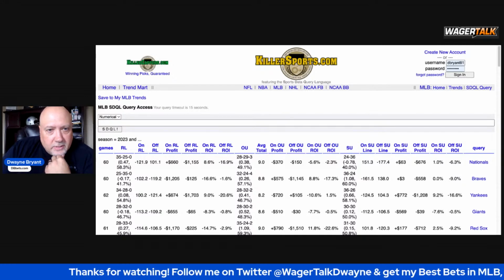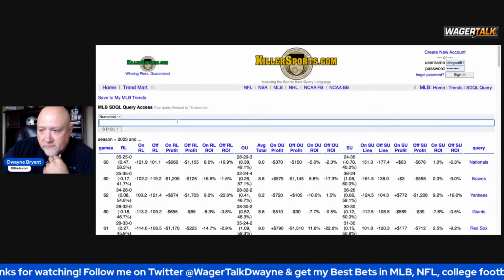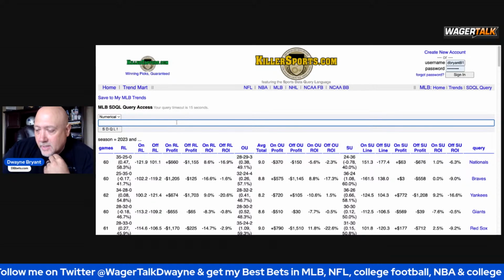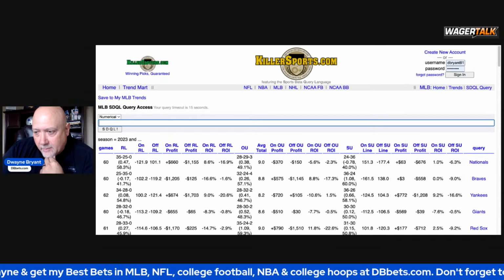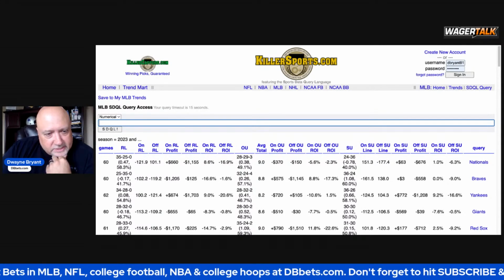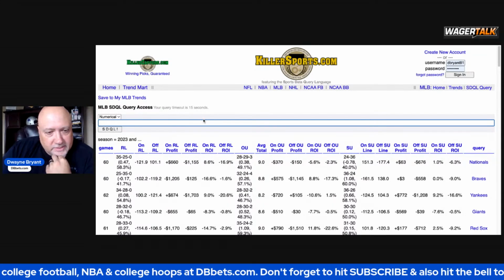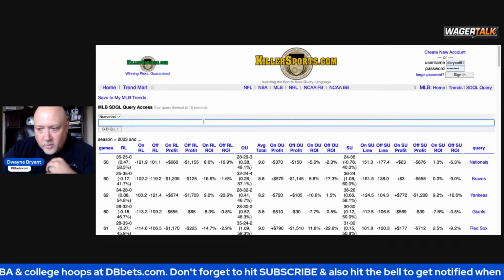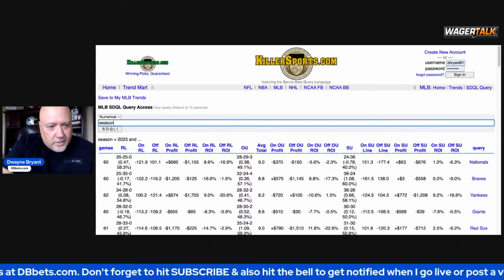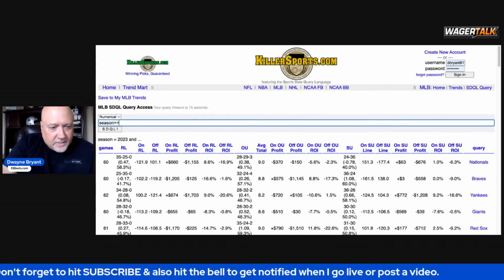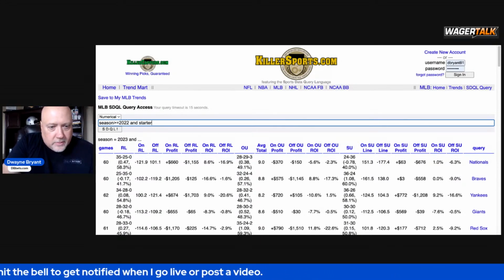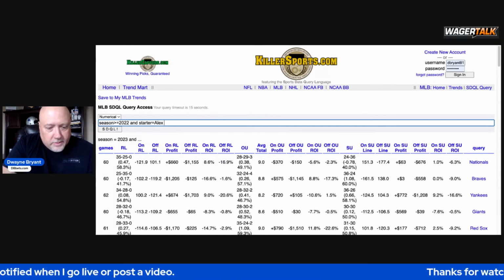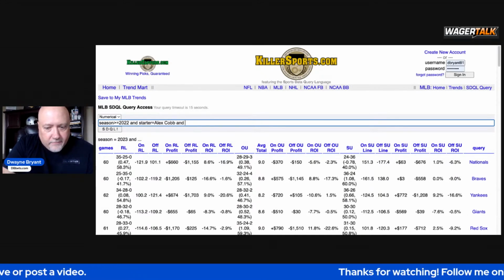All right, let's dig in. I'm going to go here to the SDQL database. The first one we are going to check out is a trend involving Alex Cobb, when he is going against opponents that don't really have a powerful offense. So we are going to go back to last season, greater than or equal to 2022. Our starter equals Alex Cobb.